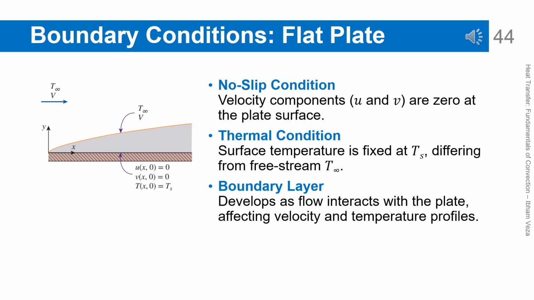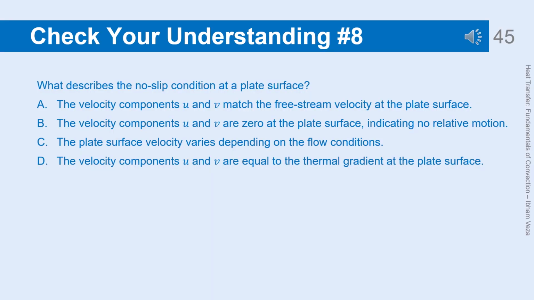These boundary conditions are required to solve the boundary layer equations. Without proper boundary conditions, the mathematical solutions would not be physically meaningful. Answer B. The velocity components u and v are 0 at the plate surface, indicating no relative motion.